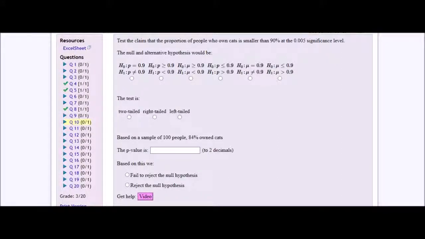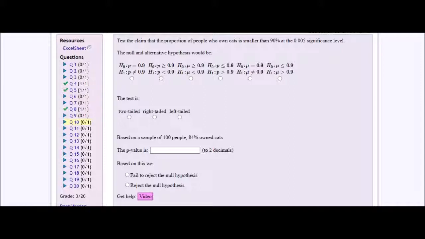Hello students, I'm going to answer question number 10 from homework number 13. Test the claim that the proportion of people who own cats is smaller than 90% at 0.005 significance level. Which one is the null hypothesis and the alternative hypothesis?